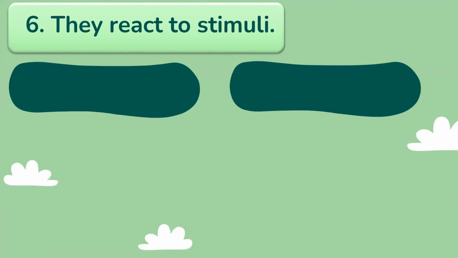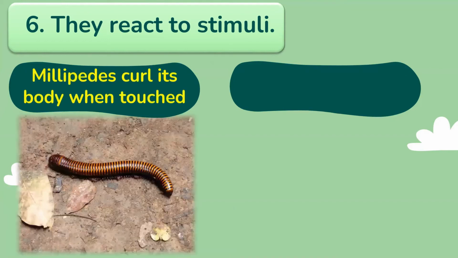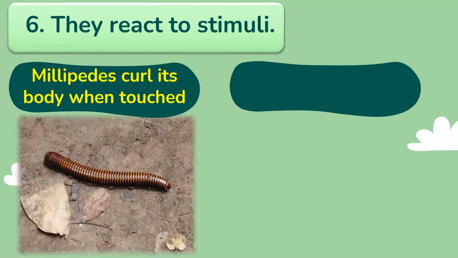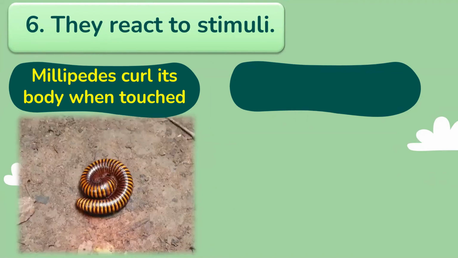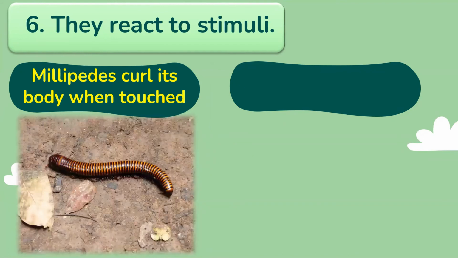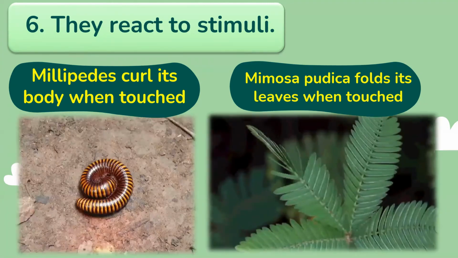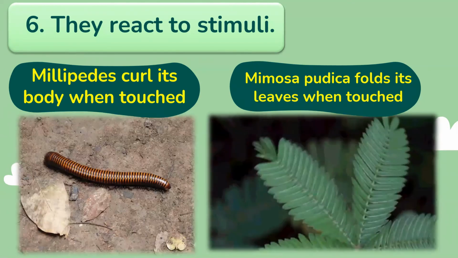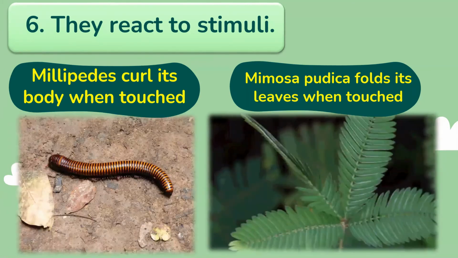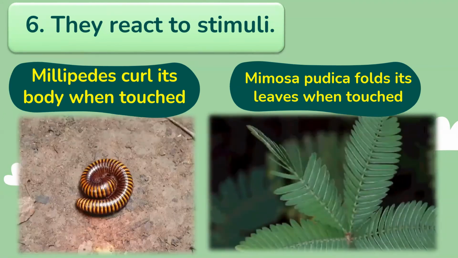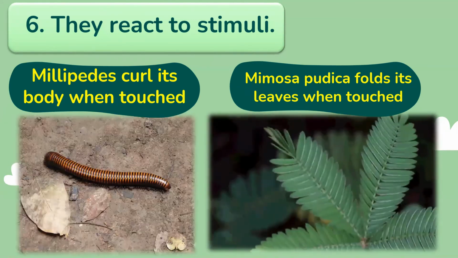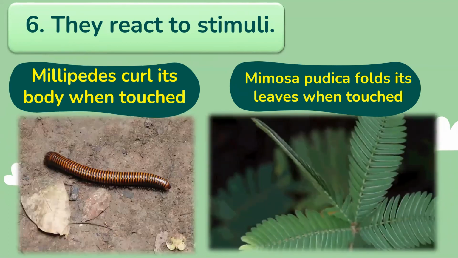We have number 6, which says they react to stimuli, just like this millipede. Millipedes curl their bodies when touched. When you touch the millipede, it curls its body. And also this plant, called Mimosa pudica, folds its leaves when touched as well, just like the millipede.